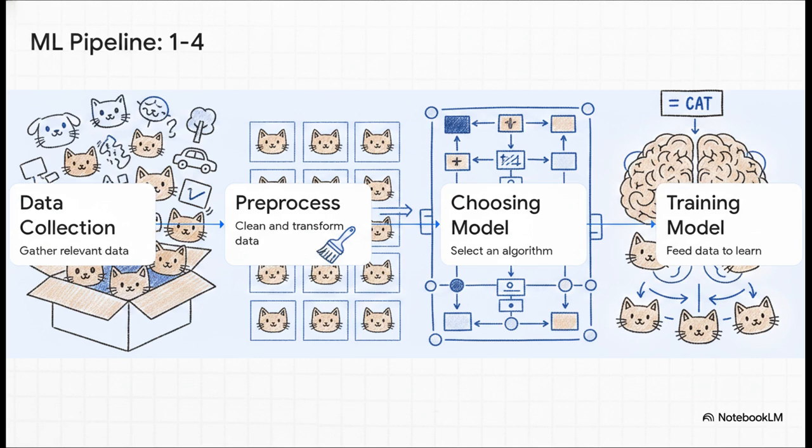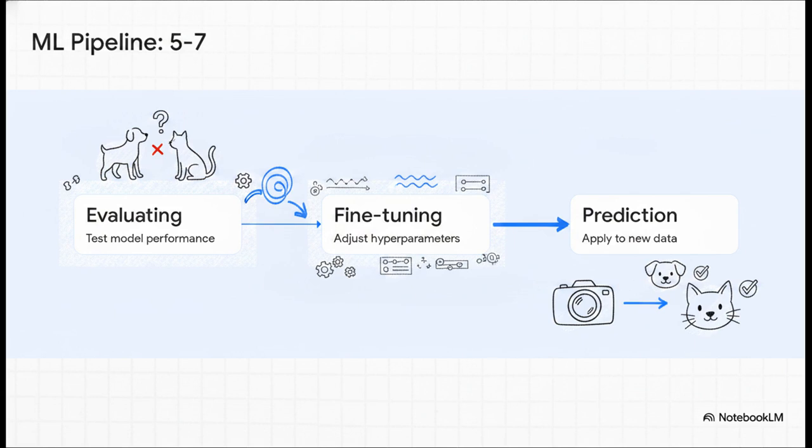So for images, you'd probably pick a convolutional neural network. And step 4 is training the model. This is where you actually feed that pre-processed data into the algorithm so it can start associating specific features like fur texture and pointy ear shapes with the label cat. Okay, let's see how this builds into the final stages.